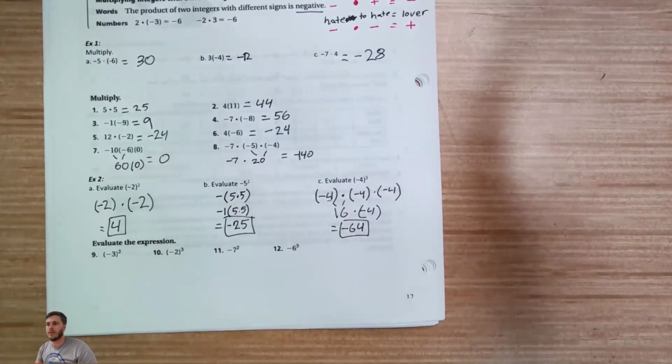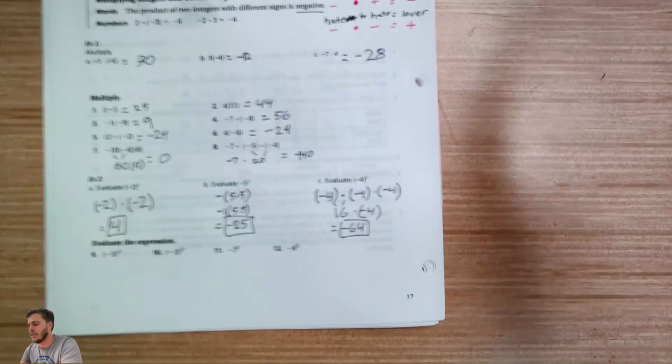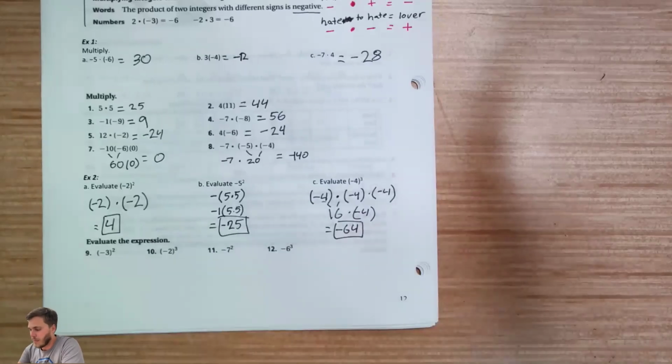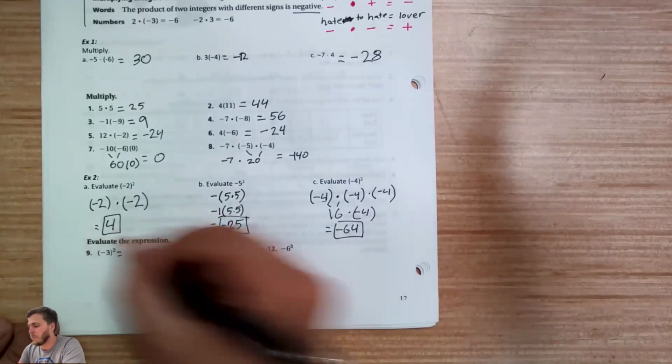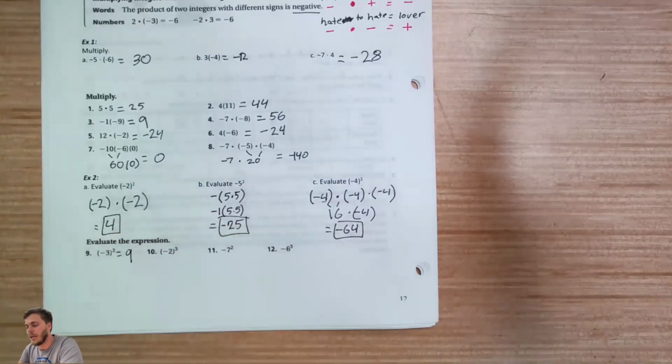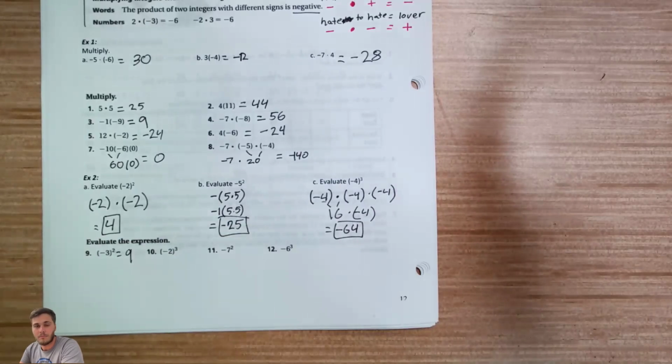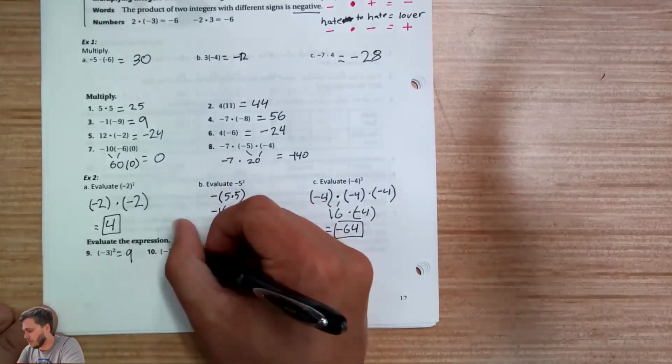All right. So do these next few, take a look with your partner, take a look on your own, and then let's check. All right. Negative 3 in parentheses raised to the second power, negative 3 times negative 3 gives us 9. 10 here. All right. Negative 2 to the third power. Negative 2 times negative 2 is positive 4, but 4 times negative 2 gives us negative 8.